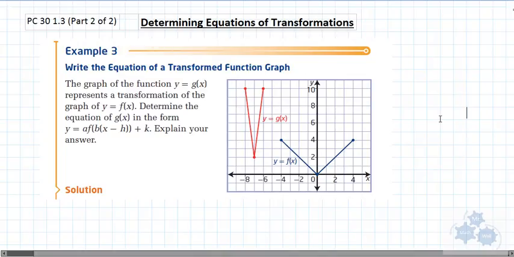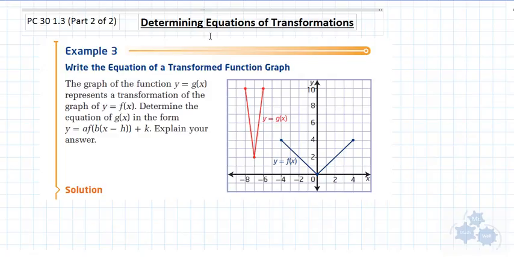So here's the lesson for Pre-Calculus 31.3. This is part 2. In part 1, we were given an equation for a transformation, and we applied the transformations to generate the new equation. In this part, what we're going to do is we're going to be given two graphs.